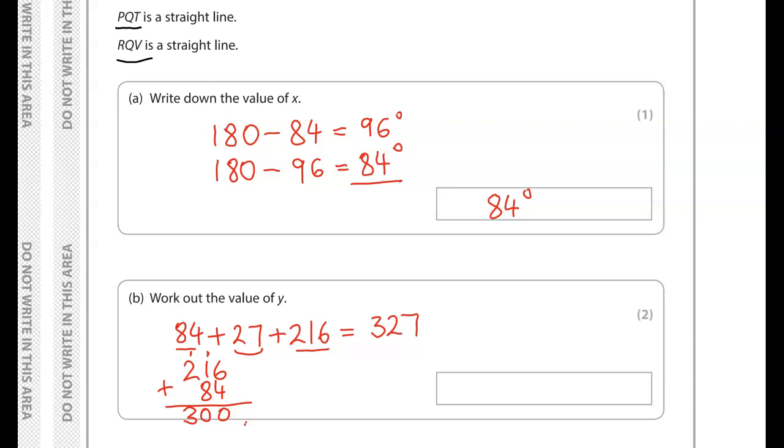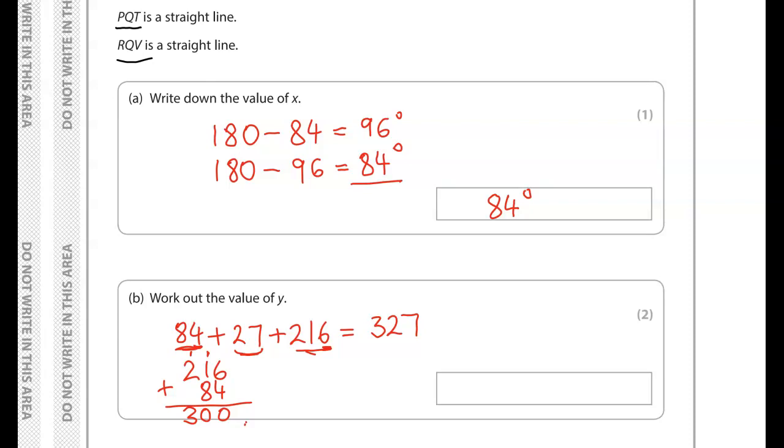Now, why did I pick 84 and 216 to add first, rather than 84 and 27 and then 216? Because I noticed the number bonds, so 6 and 4 makes 10, and then I could quickly work out in my head that this was going to be equal to 300, which would make the next calculation easier. However, feel free to do them in whatever order you like. As long as you do add all three of them, the answer should be the same. So that's 327 for the three angles.